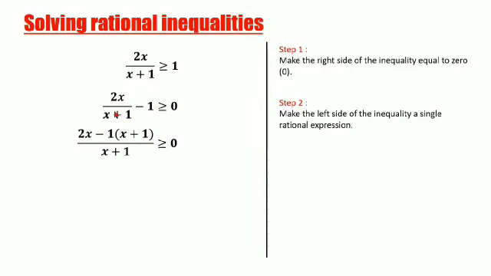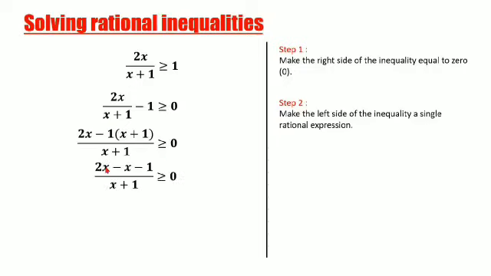So LCD divided by the denominator x plus 1 times the numerator 2x, so we have 2x. Then we have minus LCD divided by 1, because it is understood that a whole number has a denominator of 1. So again, we have x plus 1 divided by 1 times the numerator, so we have minus 1 times x plus 1 is greater than or equal to 0.